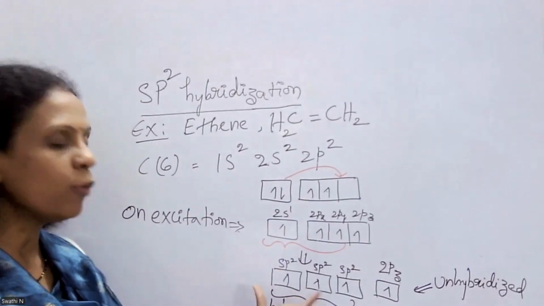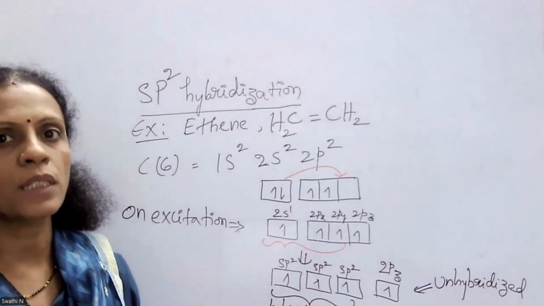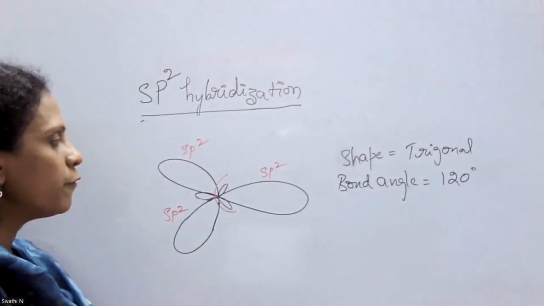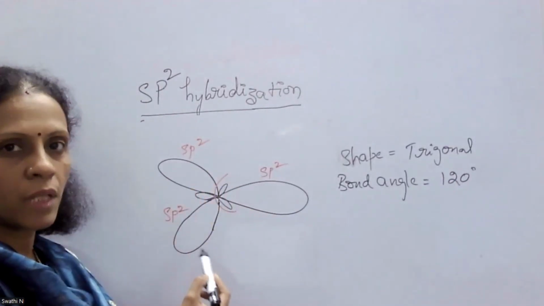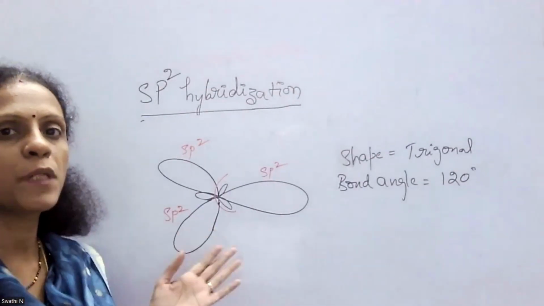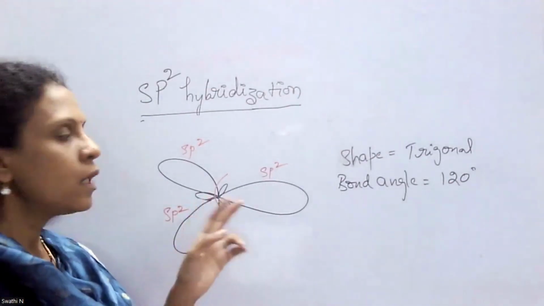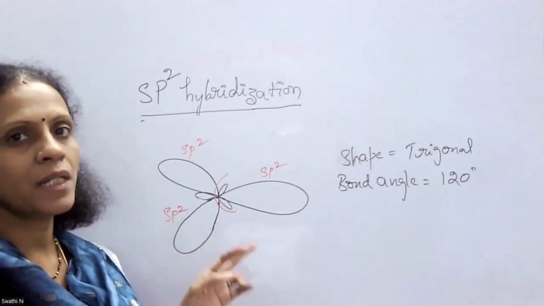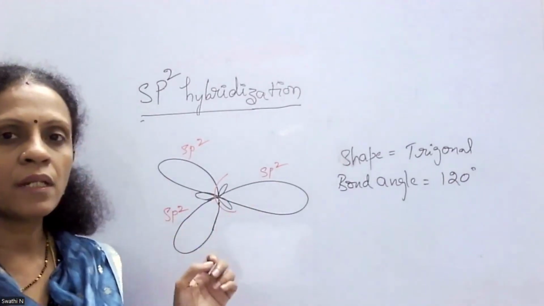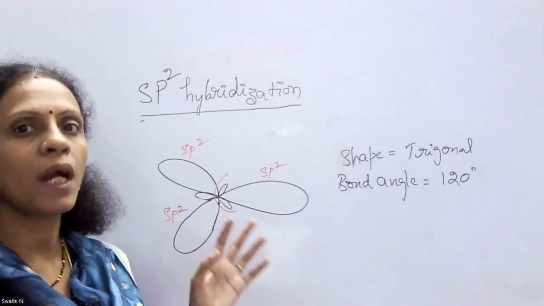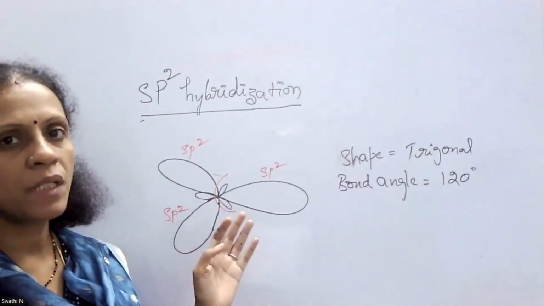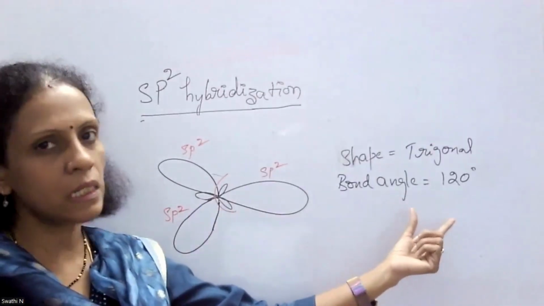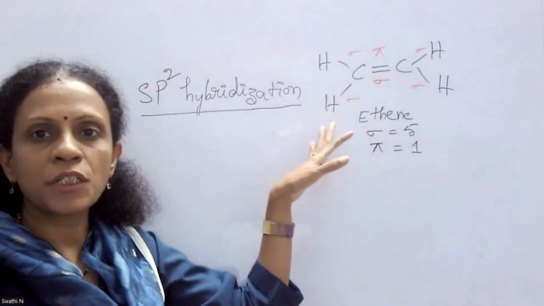Now we'll see how these 3 sp2 hybrid orbitals will be arranged. So if you consider this as the carbon nucleus, there will be formation of 3 sp2 hybrid orbitals, and the formed 3 sp2 hybrid orbitals will be arranged as if they are pointing towards the corners of a triangle. Because of that reason, usually the shape of sp2 hybrid orbitals will be trigonal, and the bond angle between the hybrid orbitals, if you see, is 120 degrees. So this is the structure of ethene.